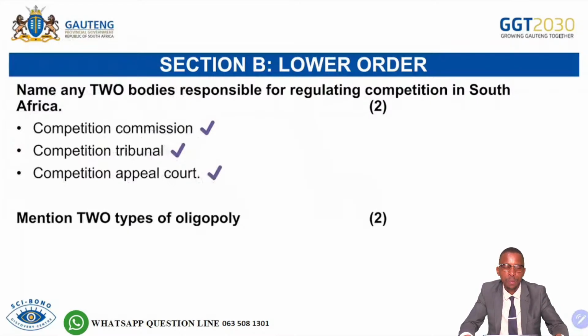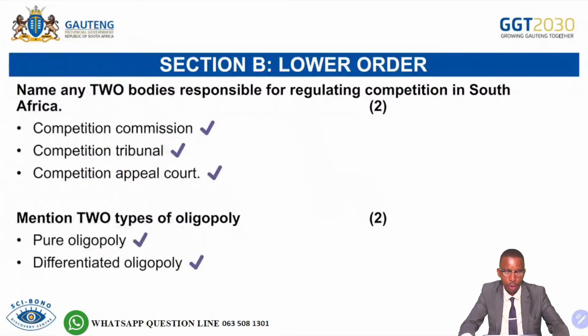We check the smartphones or cell phones that we are having. They satisfy the same utility. The objective is similar as we use them. However, they are differentiated because branding is not the same. The quality is not the same. Appearance is not the same. So that's what makes them differ from each other. So pure oligopoly and differentiated oligopoly.